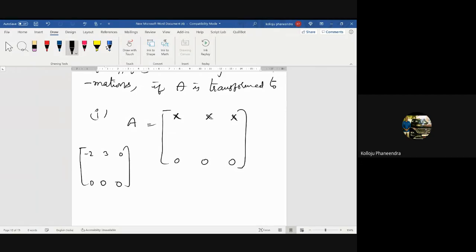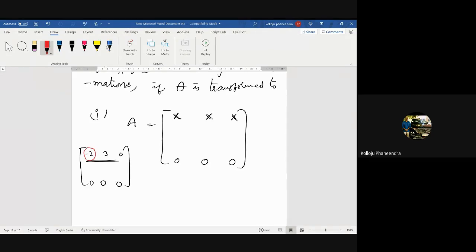And see the second statement: the number of zeros before the first non-zero element in a row. This is the row. What is the first non-zero element in this row? -2. This is the first non-zero element. How many zeros before this element? No zeros, no zero at all, right?